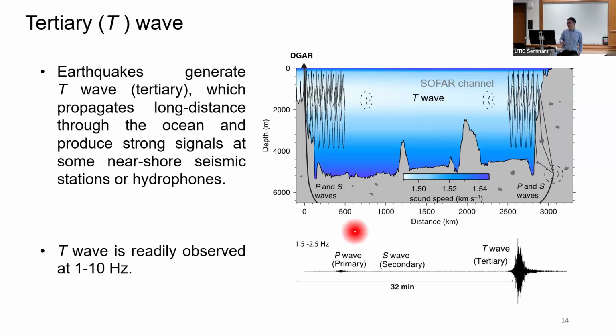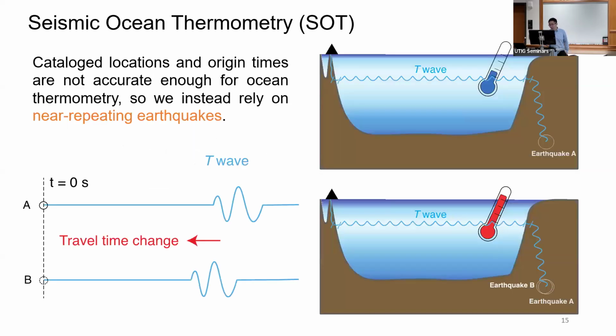It arrives after the P and S waves, so it's called the tertiary wave, or T wave. The T wave is readily observed at 1 to 10 hertz, so this is what we are going to use in ocean thermometry. Also, earthquakes in the ocean generate very strong acoustic waves, but not all of them are useful for our purpose. The reason is that the T wave is quite complex.